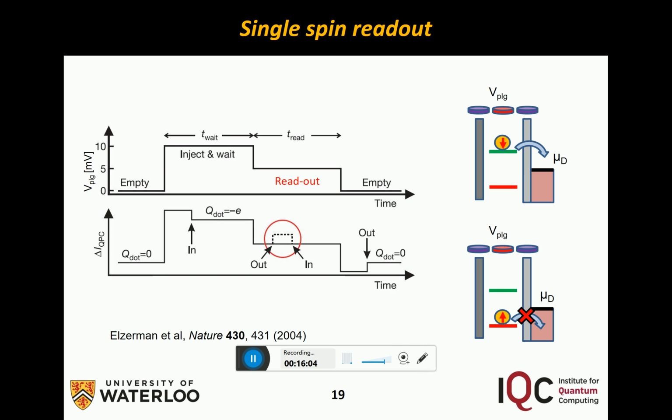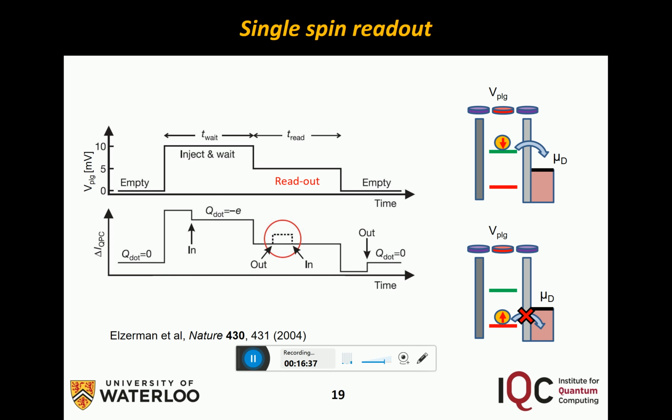Now, I've said that we can do charge sensing and pulse experiments. The reason why this is useful is for single spin readout. So, for example, we can think of single shot readout using the Elzerman technique. In this case, again, we're using a pulse, which is shown in the top figure. And this pulse is essentially going to take a single dot through three different states: empty, inject and wait, and readout.